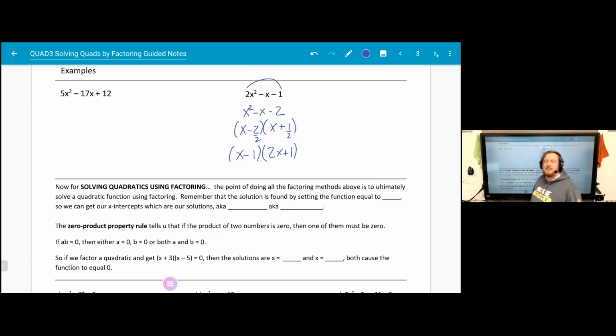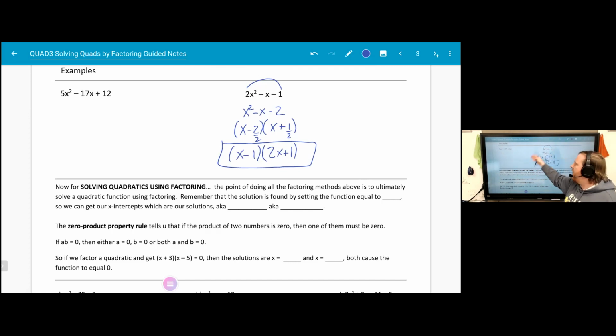There we go, 2x plus 1. So excited. This is factored form, and hang on to this factored form. After you do this example, we're going to talk about, well, what have we been doing the whole time? We haven't been solving anything. There's no equal signs yet.